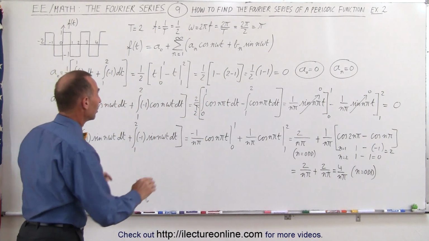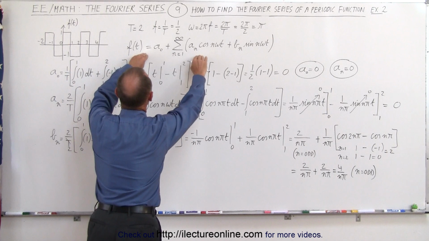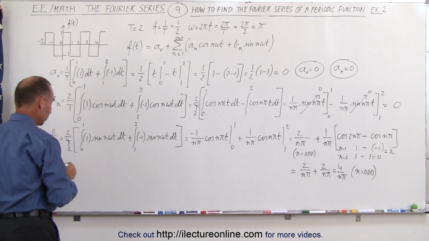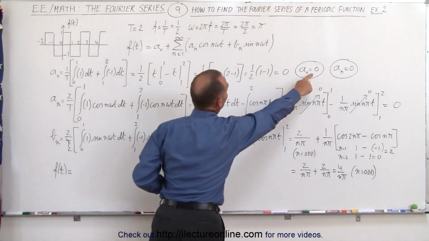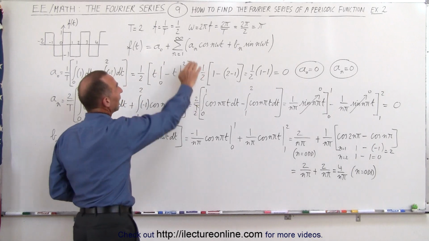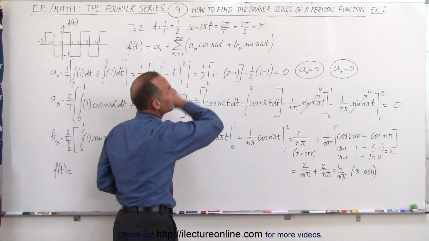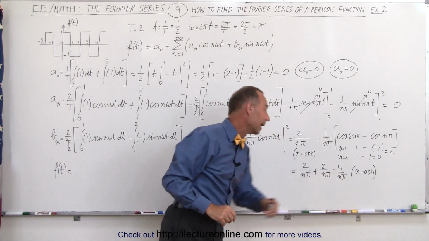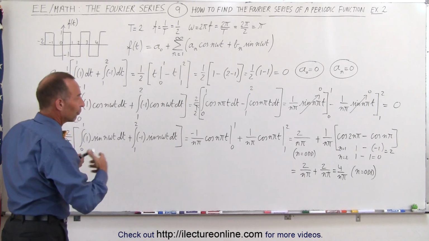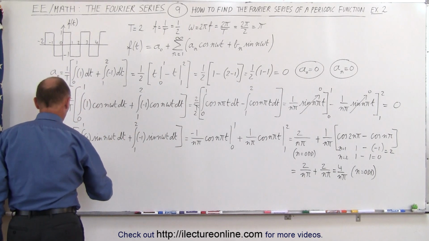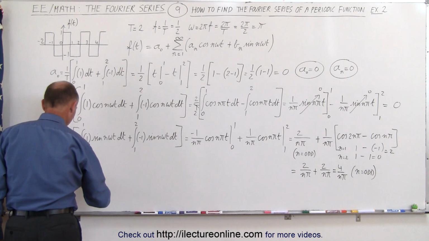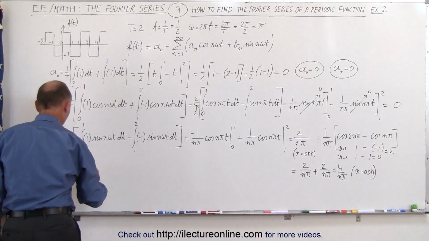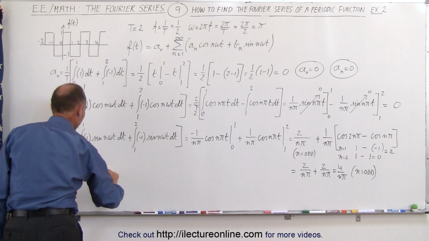Knowing that, we're now ready to plug all that information back into this equation. We're trying to find f of t. So we can say that f of t is equal to, notice a sub naught is equal to 0, so there's no dc term. All the a sub n's are equal to 0. We only have b sub n's. And the b sub n's are defined by 4 over n pi only when n is odd, which means that for n equals 1, we get 4 over pi, because n is 1, times the sine of n omega t. In this case, n will be 1, so it will be the sine of omega t.